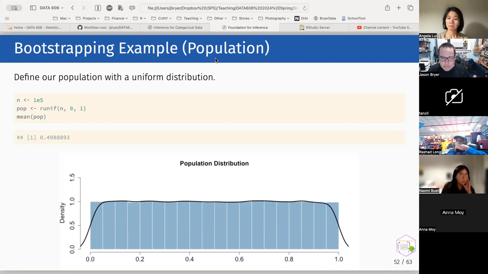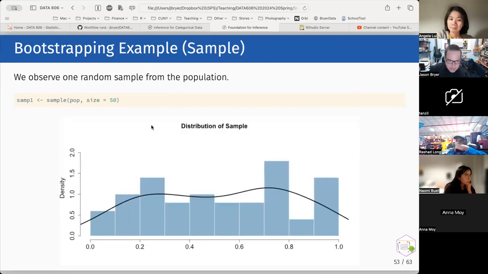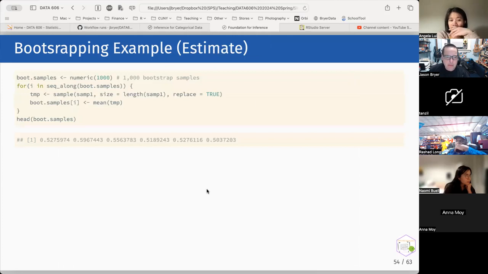Okay, so we're going to start with the same population we did last week. We have a uniform distribution where values between 0 and 1 can occur with equal likelihood. I have 100,000 observations here, and the mean of our population is 0.4988, so pretty close to 0.5. As last week, we're going to take one random sample of size 50 here. And this is what the distribution of our sample looks like. To do the bootstrap, I'm first going to initialize a vector of length 1,000. I'm going to do 1,000 what are called bootstrap samples.